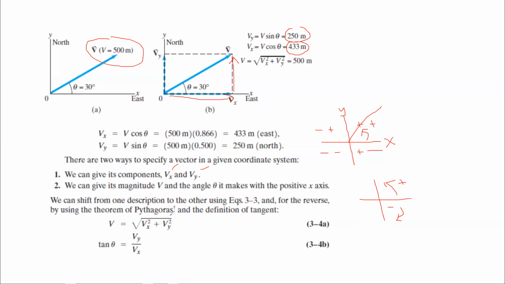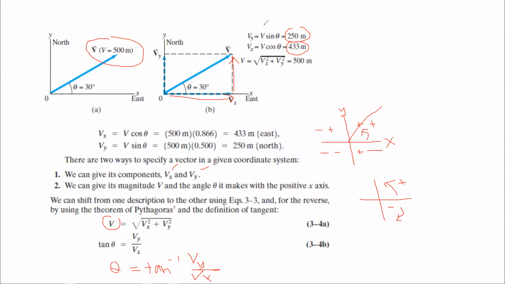So we can also use the Pythagorean theorem to determine the magnitude of the vector v, which is the square root of vx squared plus vy squared, the components. And to get the angle theta, you use the tangent trigonometric function: tangent theta is equal to vy over vx. And to get theta, you use the inverse tangent, or arctan, function on the calculator. So we have vy over vx. Okay, so this is how to get the components of the vectors.